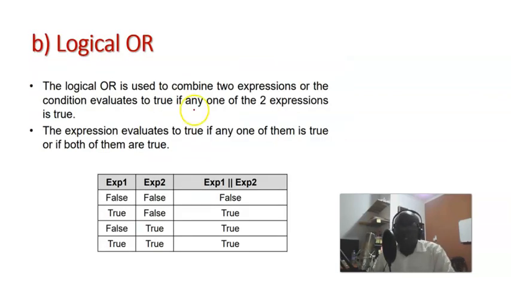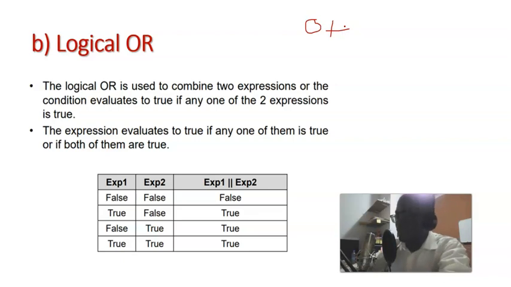Let us look at the logical OR. The logical OR is used to combine two expressions, and the condition evaluates to true if any one of the two expressions is true. So if any of the expressions is true, then ultimately the whole expression becomes true. And this is equivalent to the addition operator. So for example, here you have false and false. Remember, false will be represented by 0. So what is 0 plus 0?